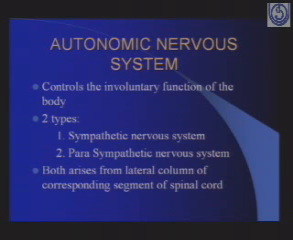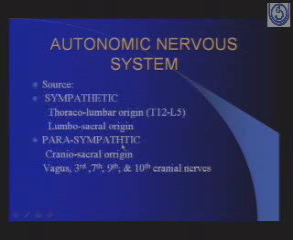There are two types of autonomic nervous system: one is the sympathetic nervous system, another is the parasympathetic nervous system. Both arise from the lateral column of the corresponding segments of the spinal cord. Please remember, they are coming from the lateral part of the spinal cord.